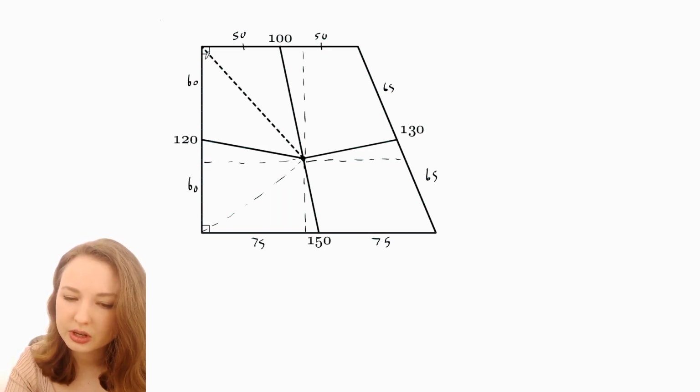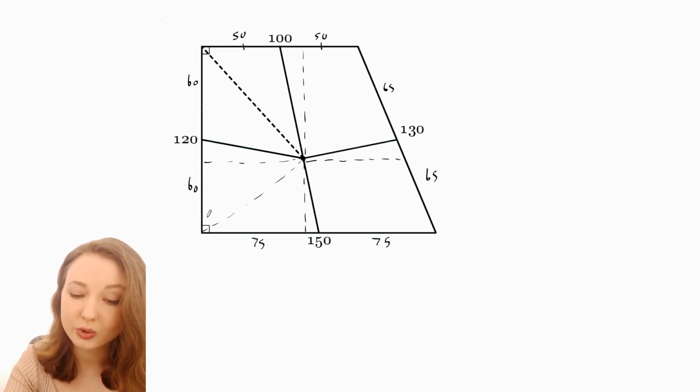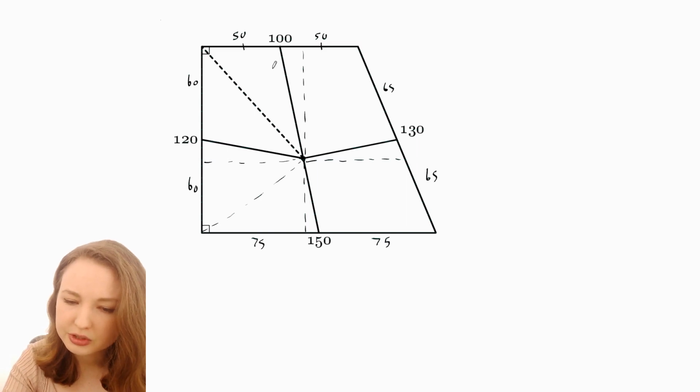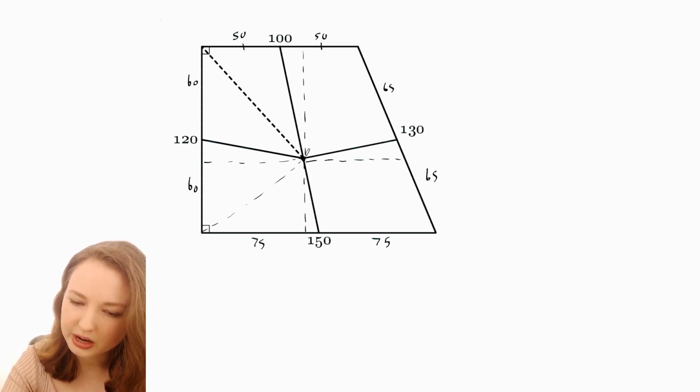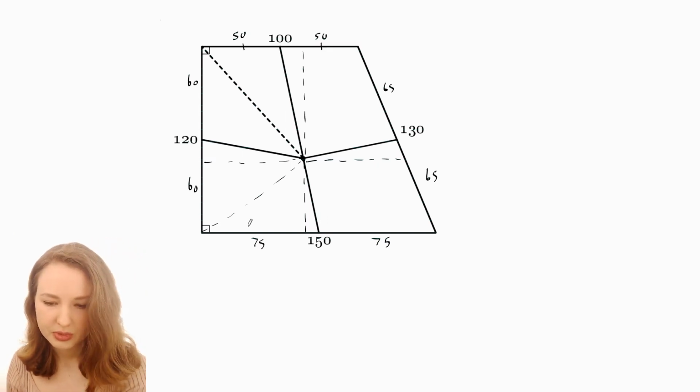So the area of this triangle has to equal the area of that one, because they have the same base and height. And then if this area equals this area, and this bit equals that bit, that means the area of that triangle has to equal the area of that triangle. That's really useful. So now we can write an equation with that.